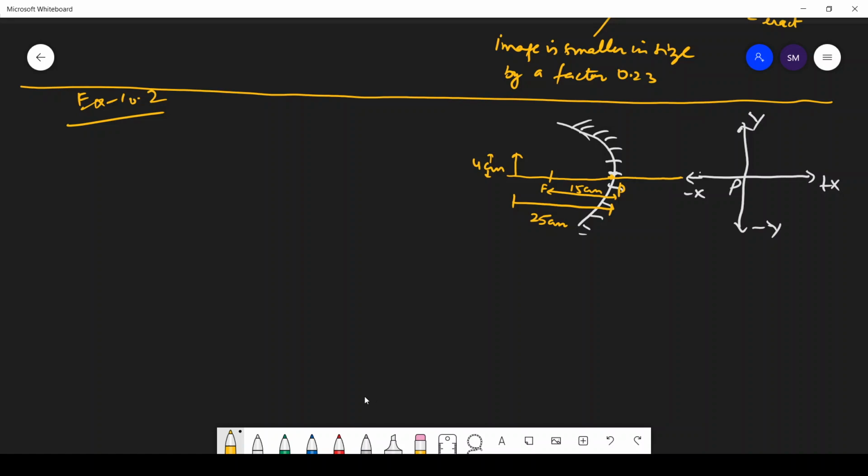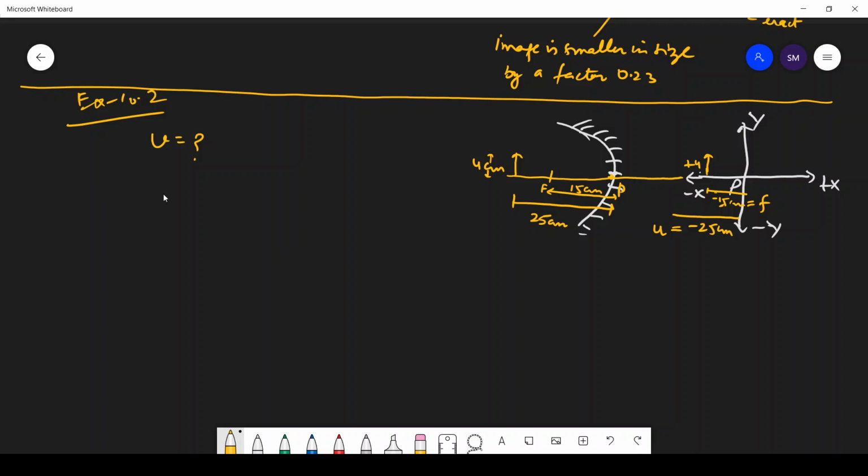At what distance from the mirror should a screen be placed to obtain it? So obviously we are placing the screen, so it means the image is real and inverted. So I want a sharp image. So same question as above, we need to tell V here. Such a simple question. Draw this 4 centimeters in the upward direction, so this 4 is positive, this 15 is on the negative x-axis side, so minus 15 centimeter, and this is again on the negative side, so this is minus 25 centimeter.